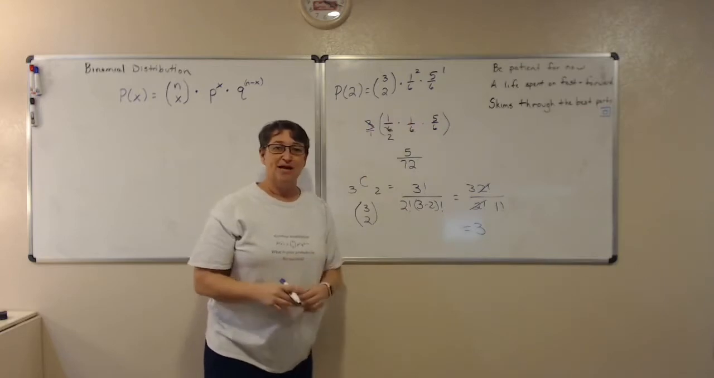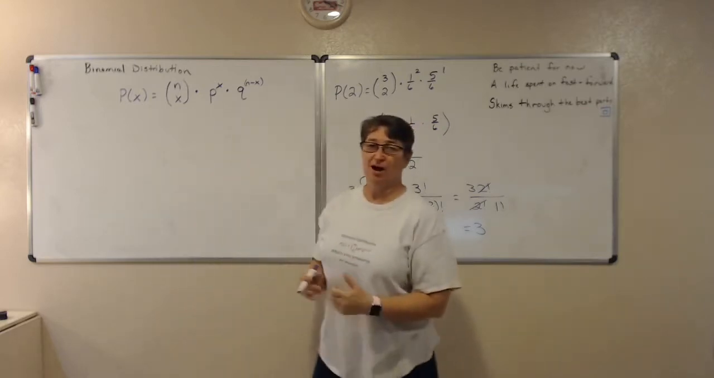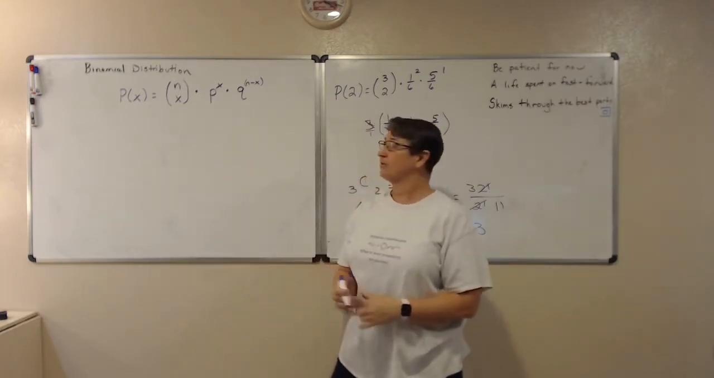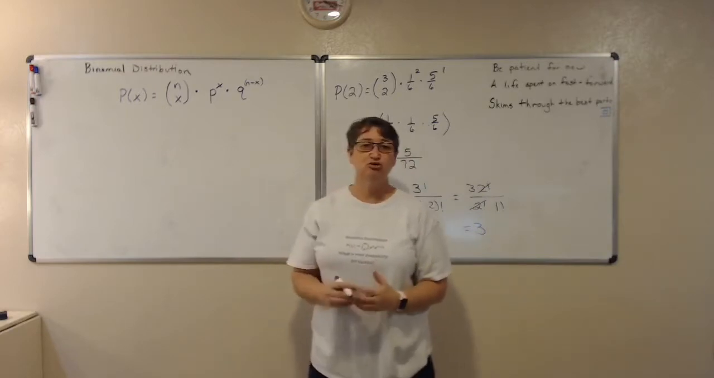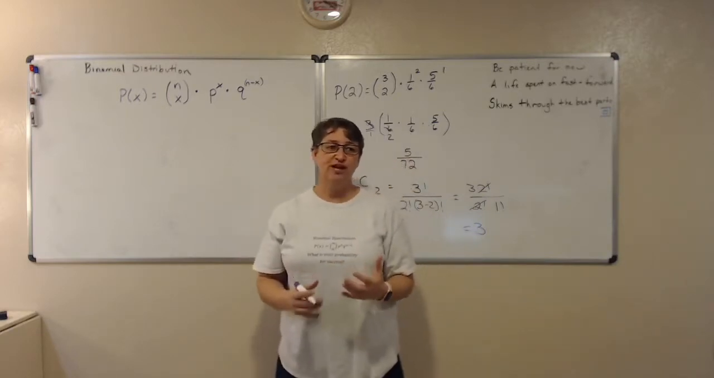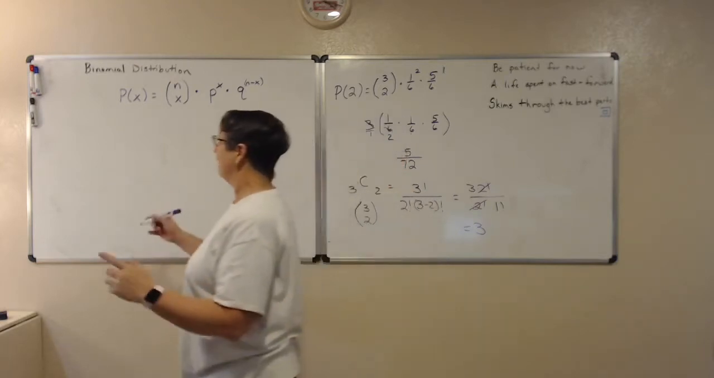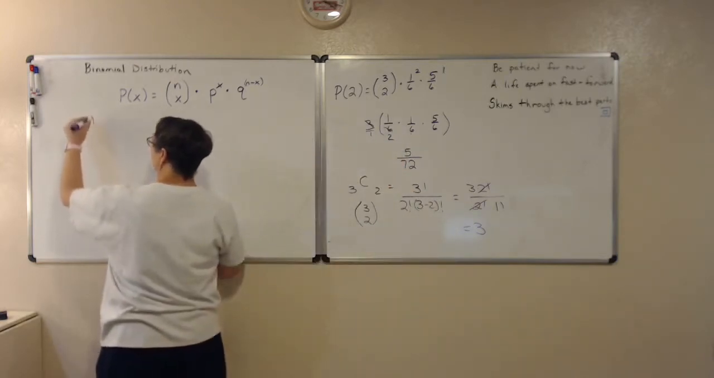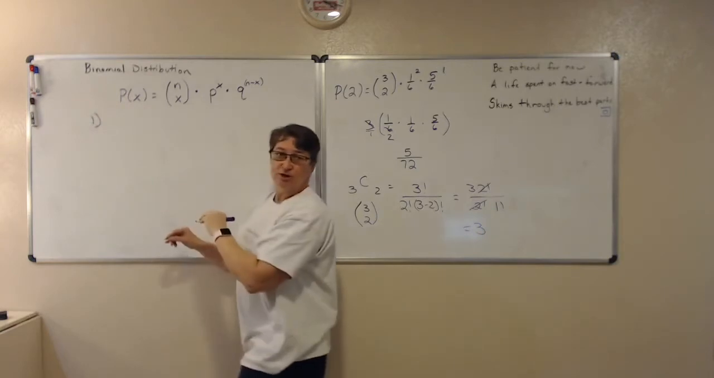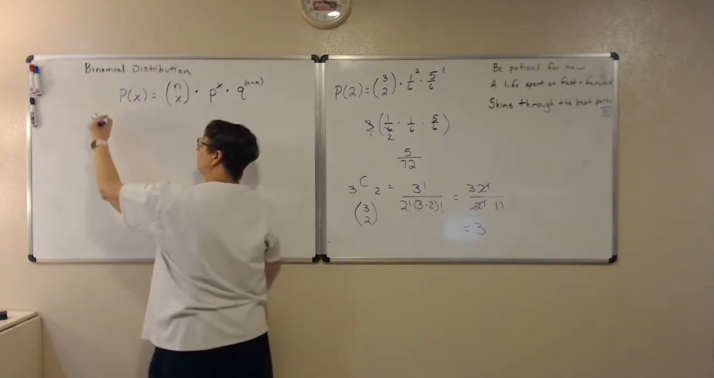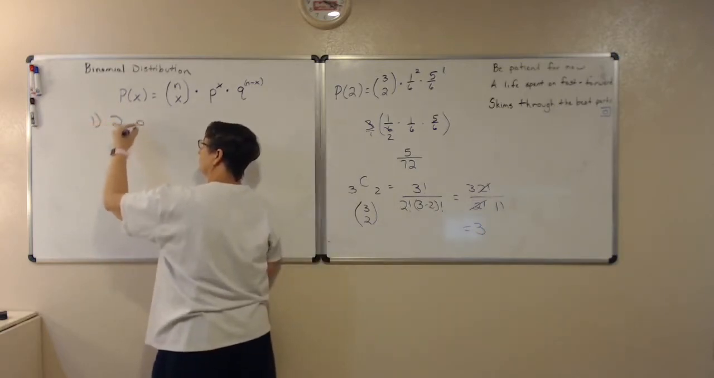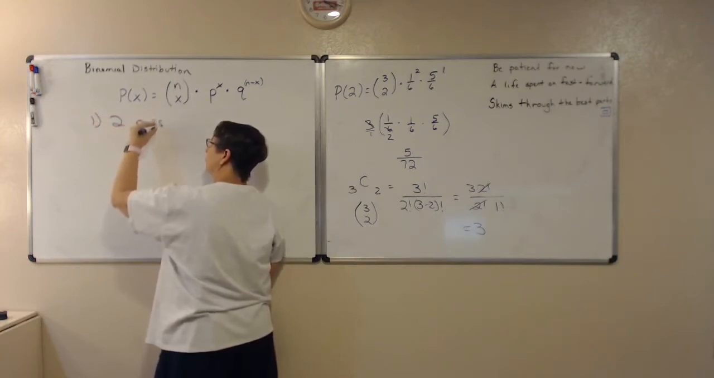So now let me back up just a minute and tell you a little bit about a binomial distribution. In order for us to be able to use this formula, there are certain things that have to happen first. Number one, we have to have 2 outcomes. You see that binomial? So there are 2 possible outcomes.